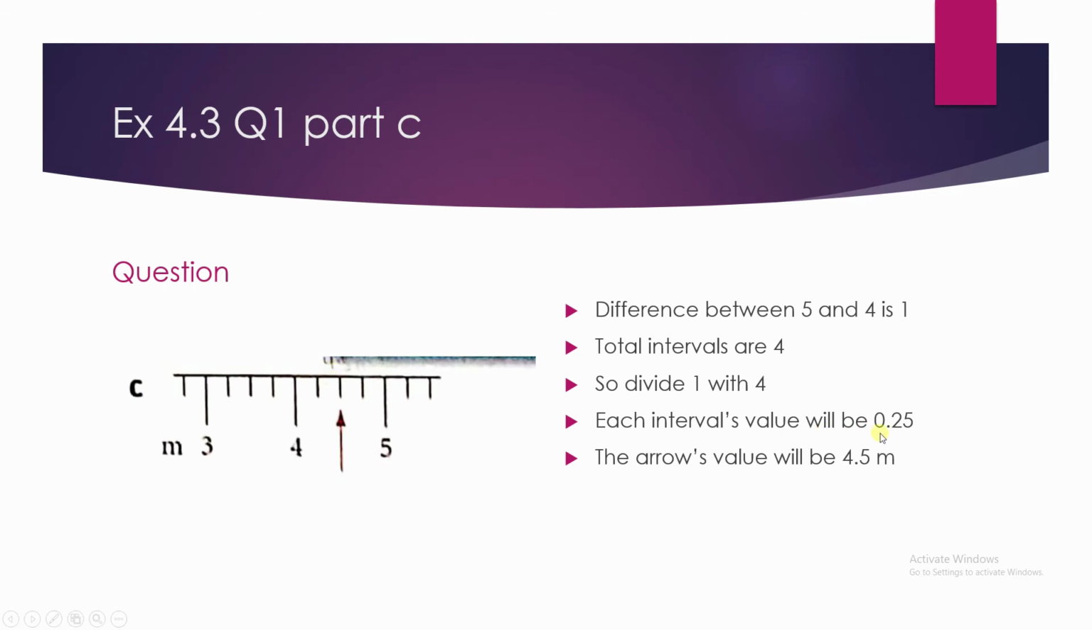So 0.25 plus 0.25 would be what? 0.5. So the arrow is here, you will see this is the 4 and you have to add 0.25 and 0.25 to 4. So 4 plus 0.5, that will be 4.5. So the arrow's value will be 4.5 meter. Why are we writing meter here? Because they have given the meter unit here.